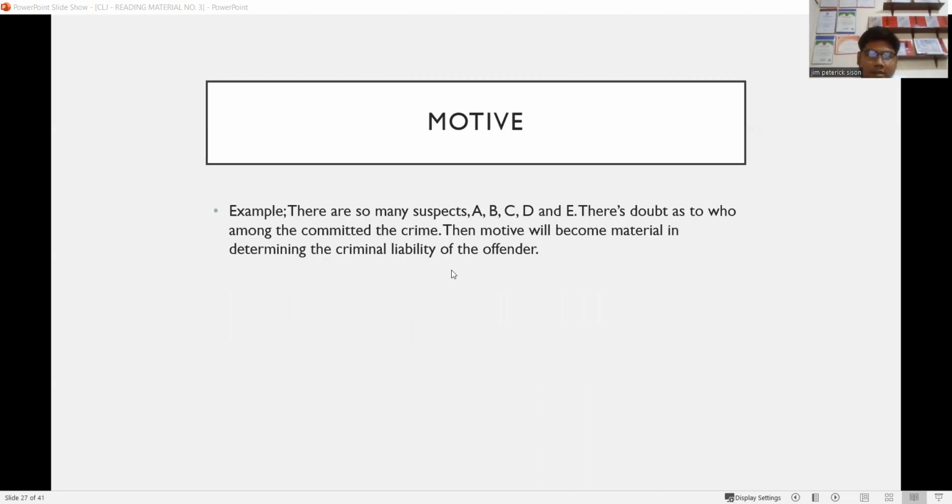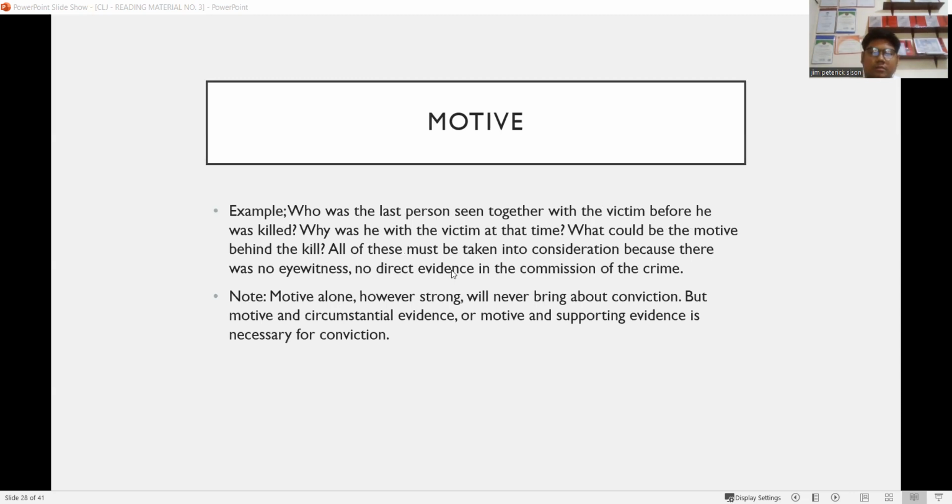So let's just say another example. There are so many suspects, say A, B, C, D, and E, and there's doubt as to who among them committed the crime. So therefore, motive will become material in determining the criminal liability of the offender because doubtful sila sa identity sa offender. Dagan man suspects. Okay? Therefore, motive is important in this case. Another example.